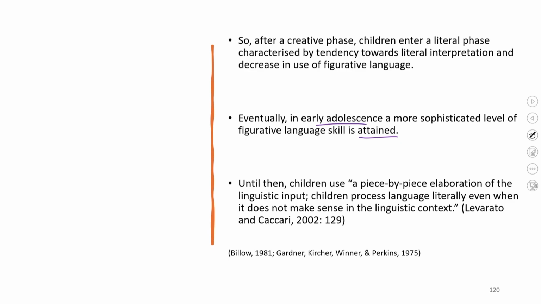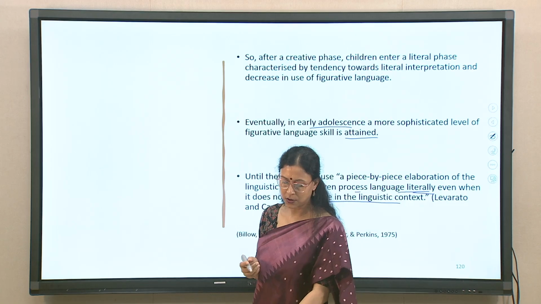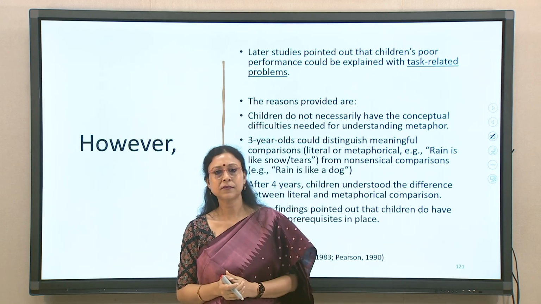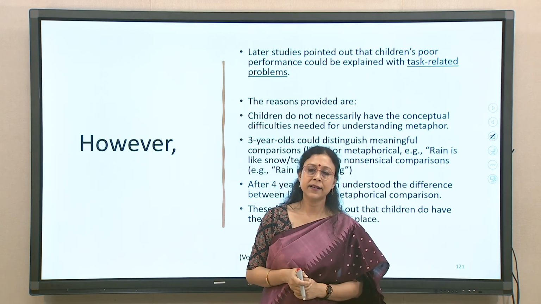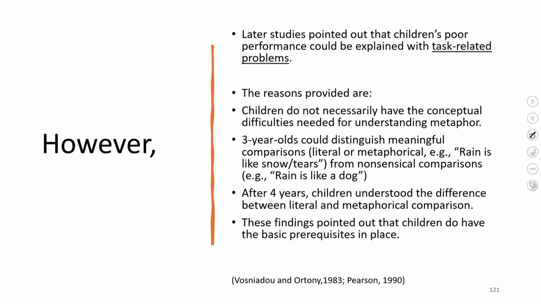Until then, children use, and I quote, a piece by piece elaboration of the linguistic input. Children process language literally even when it does not make sense in the linguistic context. So, that is how they have talked about it in this theory. However, later studies actually pointed out that children's poor performance may not be because of their lack of understanding, but due to many other factors.